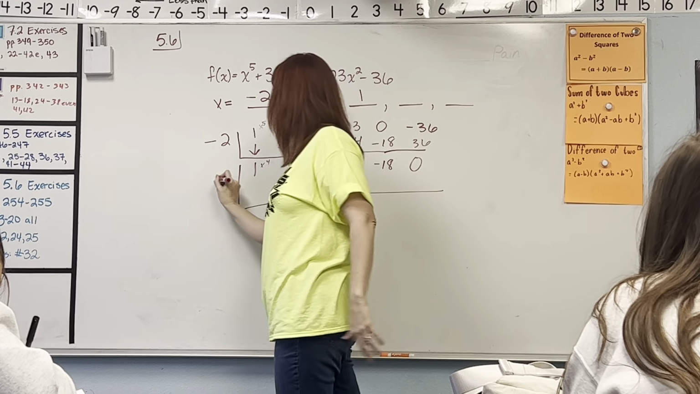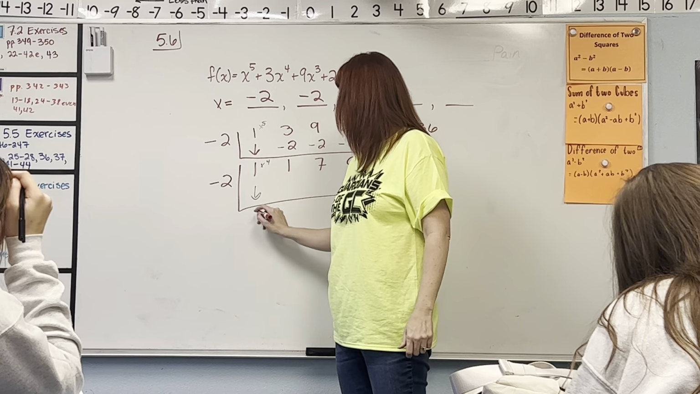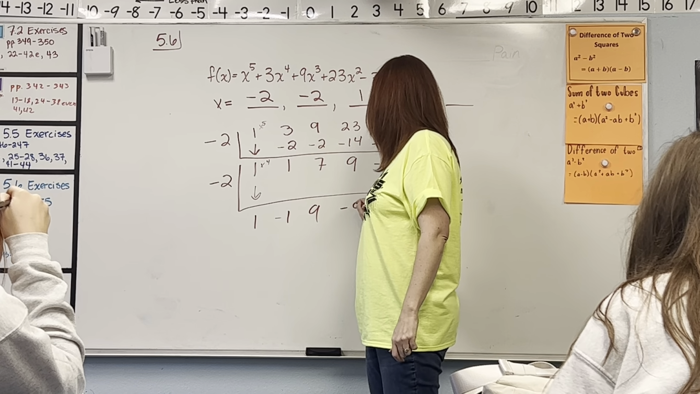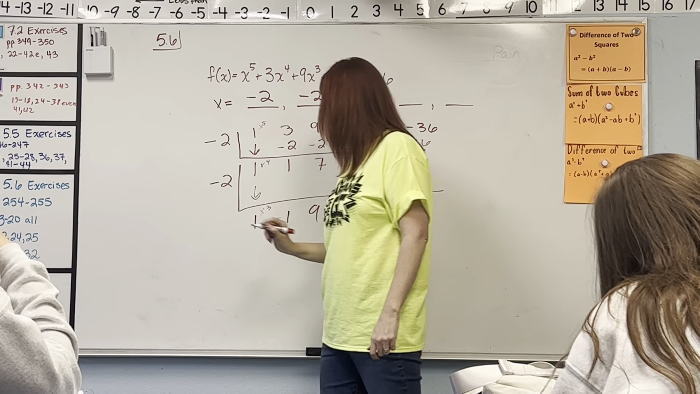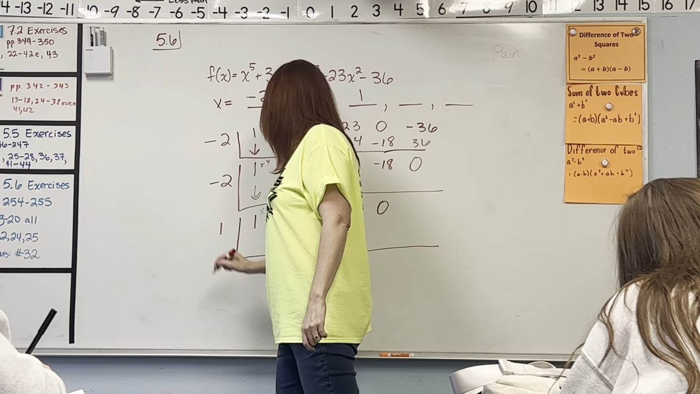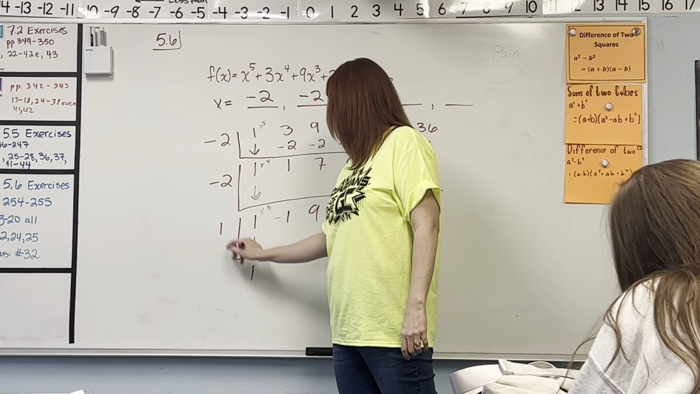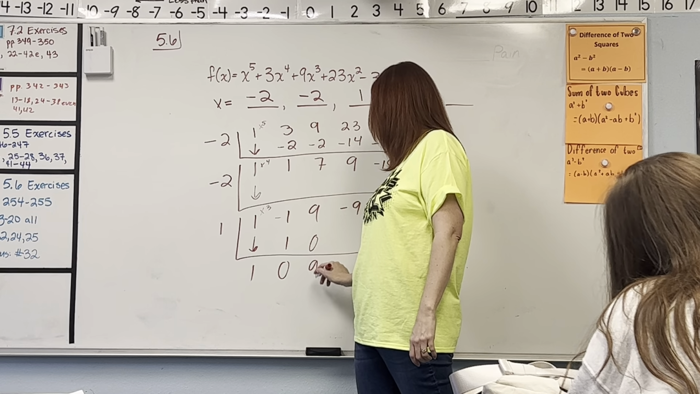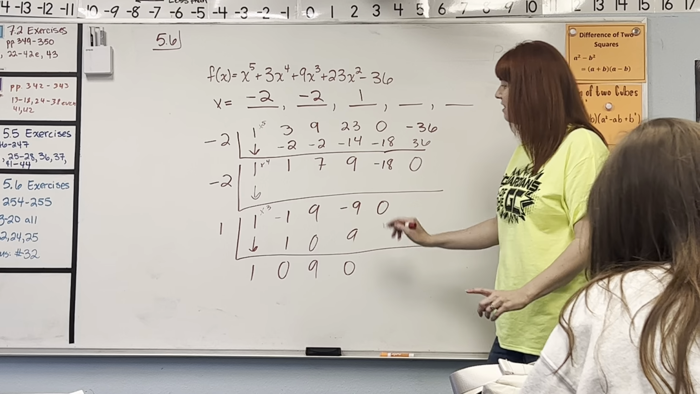So we divided by x plus 2 when we did this. Now we're gonna divide it by that again. What'd you get? 1, -1, 9, -9, 0. So if this one was x to the 4th, this one will be x to the 3rd. And then we do one more time because we got one more number. We're gonna divide by 1. 1, 0, 9, 0. Yeah, that's right. Good. So this is the last one.